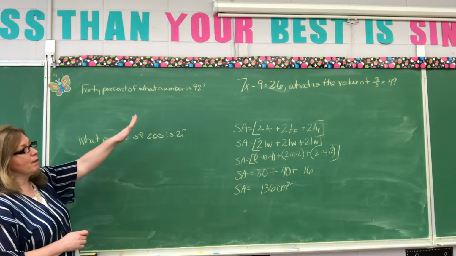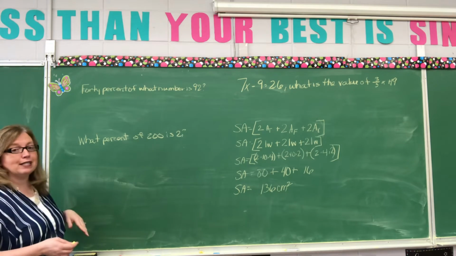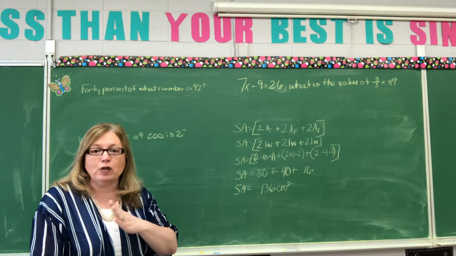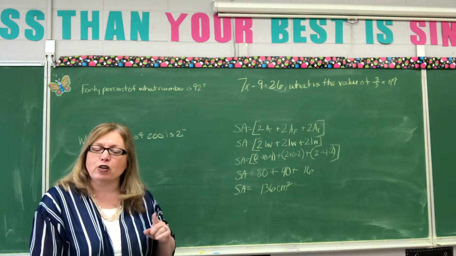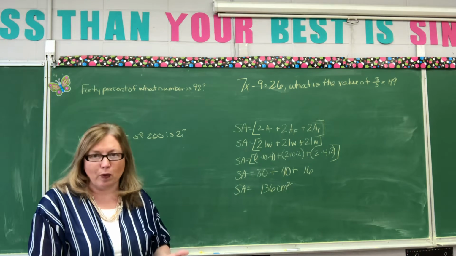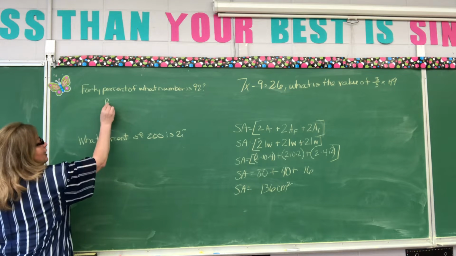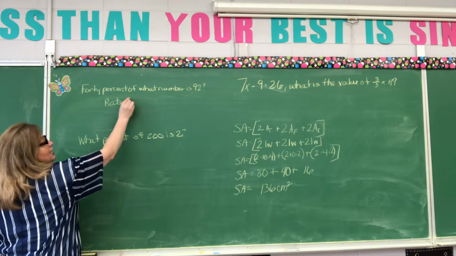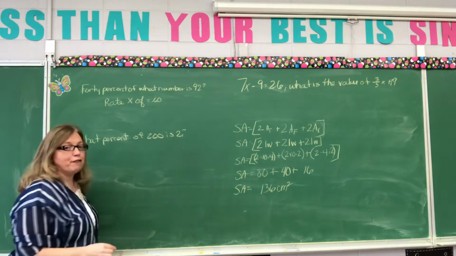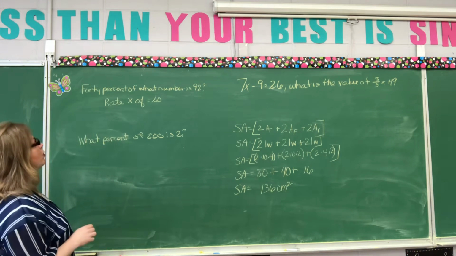40% of what number is 92? Now, for weeks and weeks, we would say the fraction times the of equals the is. But we learned yesterday that our decimal equivalent in these are called our rate, okay? So we're going to say the rate times the of equals the is. Is there any difference in how we solve this problem? Not at all. It's just an understanding of what we're doing.